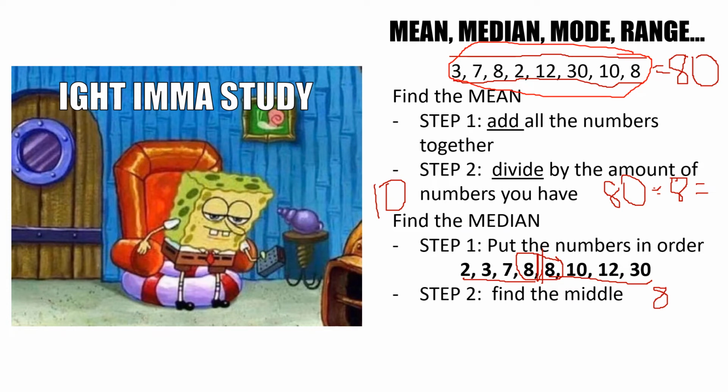There's nothing in between 8 and 8. If you wanted to add them together, 8 plus 8 is 16. 16 divided by 2 is still 8. But either way, our median is 8. So our mean is 10. Our median is 8. The next thing to do is find the mode.